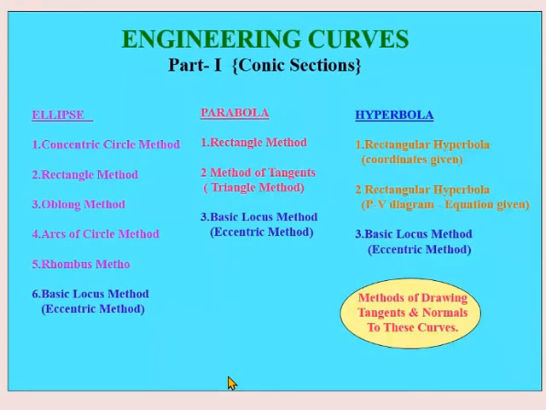So there are probably three sections in an engineering course. The first one is the conic sections we are going to see today. The second one is cycloids, then involutes. We are going to see the construction of these. In the conics, we normally have the circle, parabola, ellipse, and hyperbola. We call these conic sections.